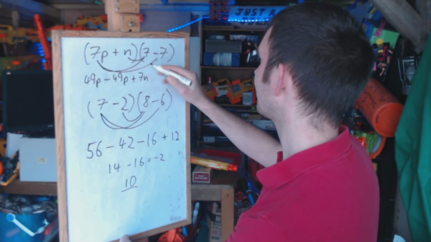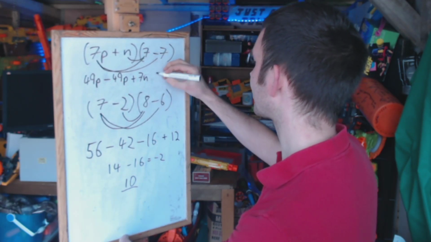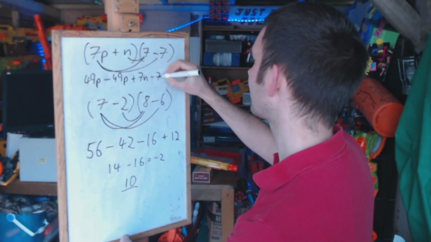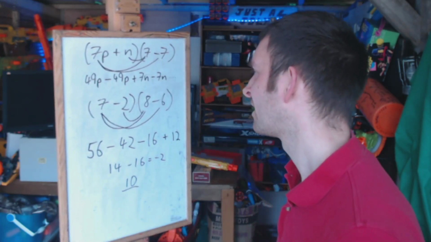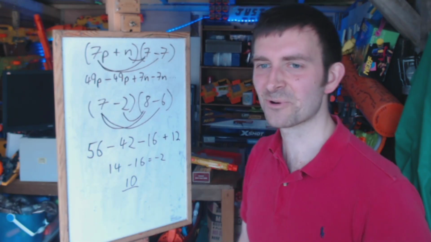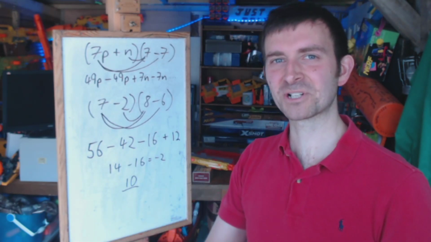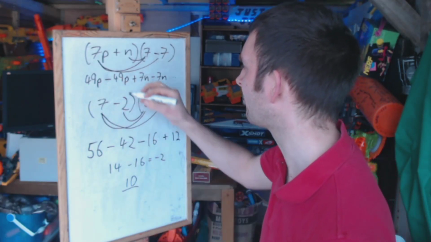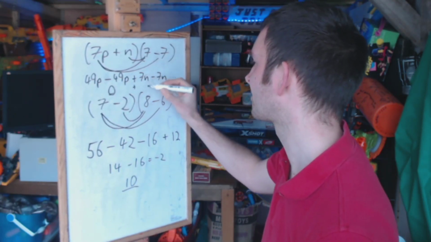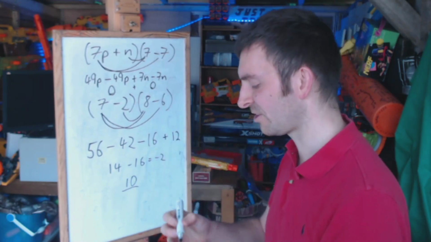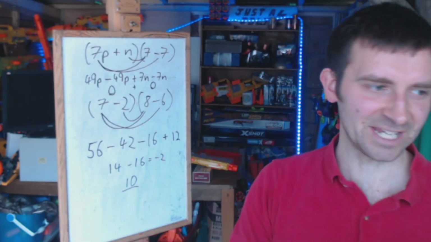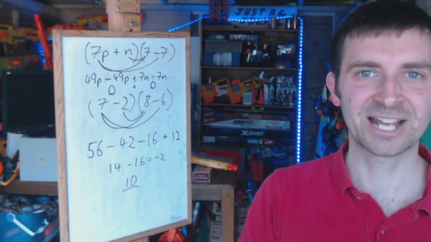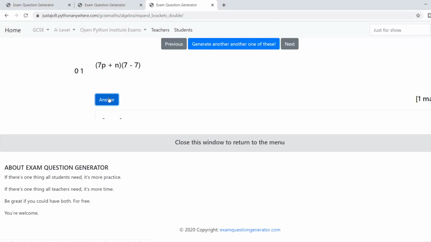Yeah, n times minus 7, which is going to be minus 7n. Now we've got this situation here where I don't know how my website's going to handle this. You've got 49p minus 49p. Well, clearly that's 0. Plus, well, that's going to be 0 as well. So in theory, hopefully, my website should tell me that the answer here is 0, but I bet it doesn't.